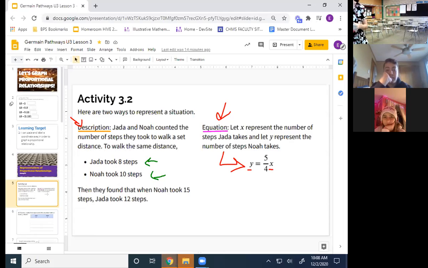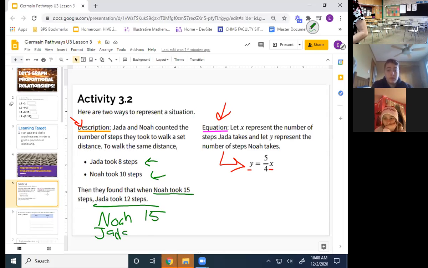So then when they walked to the band room, and then they needed to walk back up to team, they found that when Noah took 15 steps, Jada took 12 steps. So Noah took 15 and Jada took 12. Okay, so we're going to use this information and this equation here to answer some questions. The equation says that X is going to represent the number of steps Jada takes and Y is going to represent the number of steps that Noah takes.